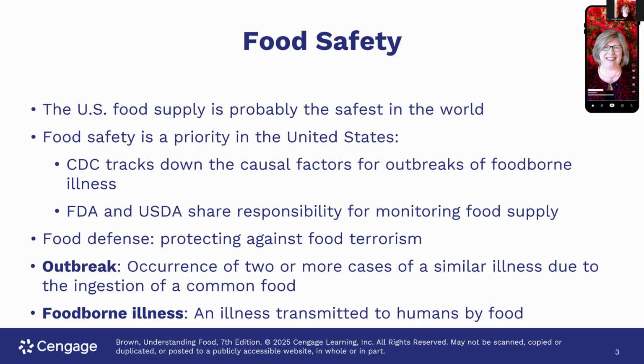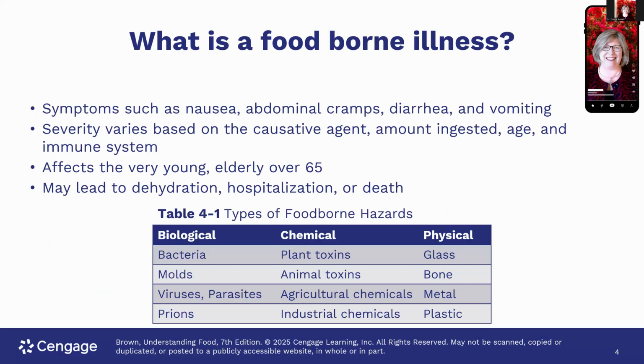a common food. Foodborne illness is defined as an illness transmitted to humans by food. Symptoms of foodborne illness could be nausea, abdominal cramps, diarrhea, and vomiting, among others. And the severity is based on what was ingested, how much, the age and immune system of the person acquiring the foodborne illness, especially the very young and the elderly. Because of the loss of fluid, this can lead to dehydration, hospitalization, or for this or other reasons, even death.